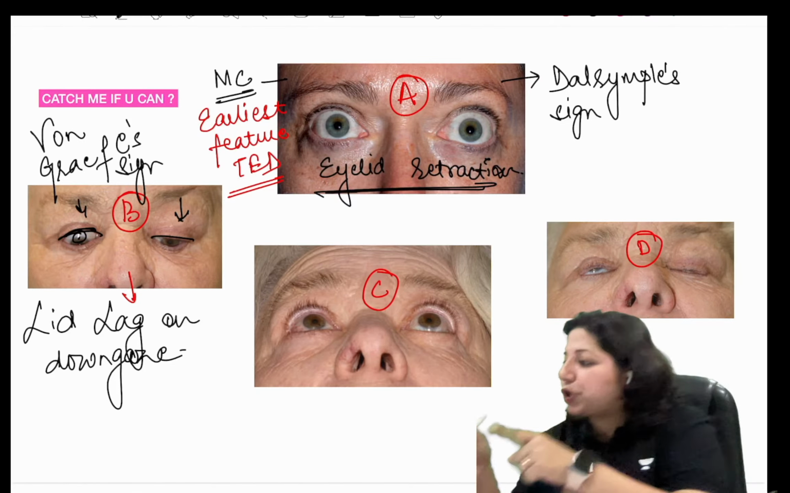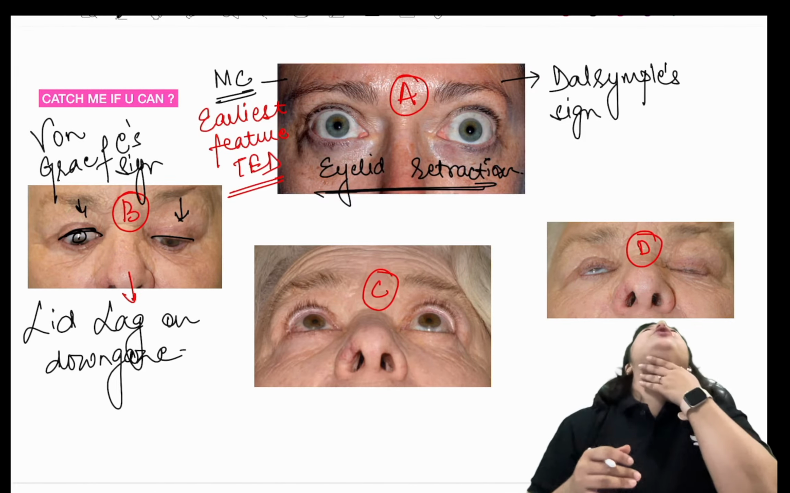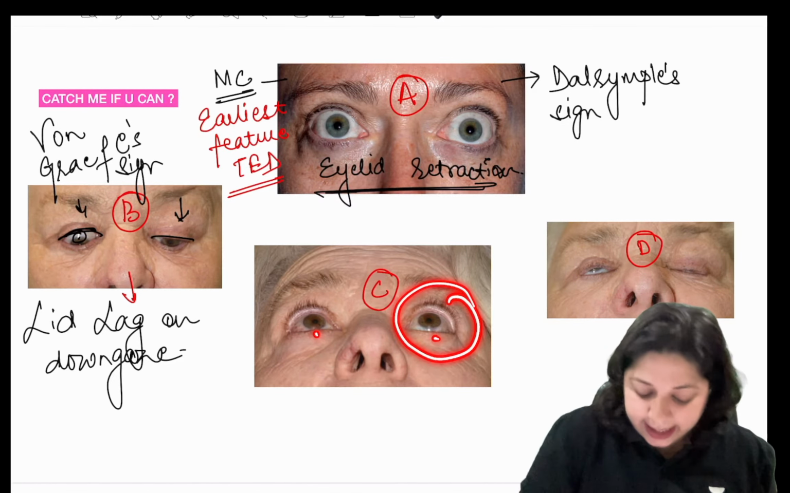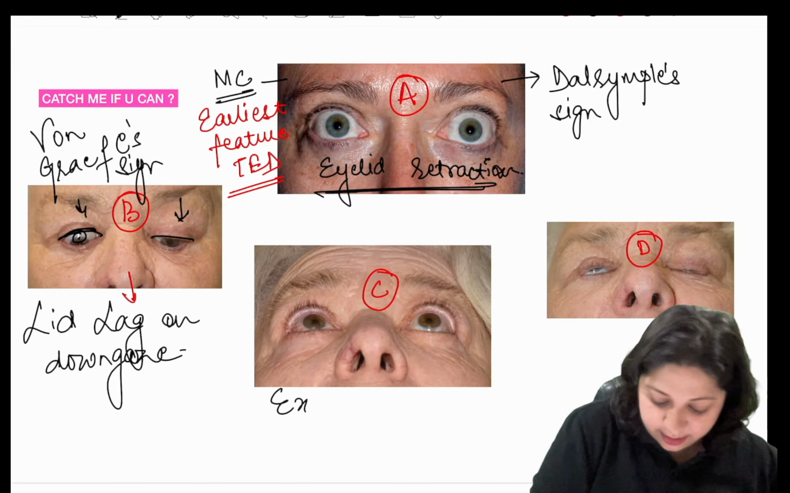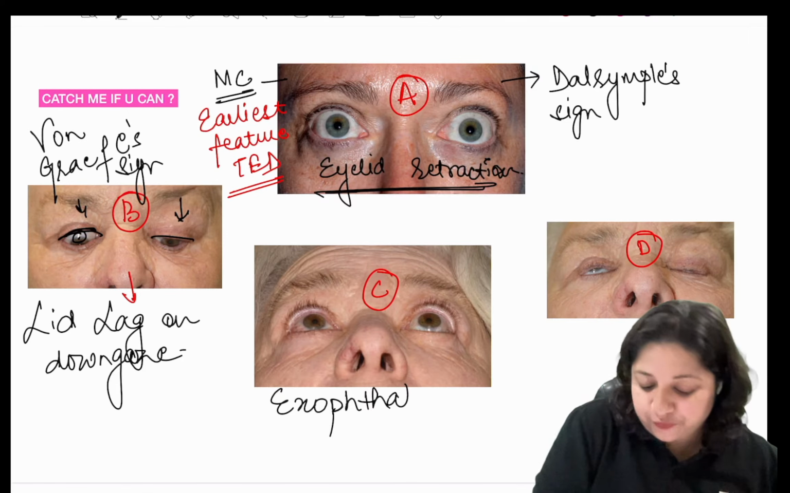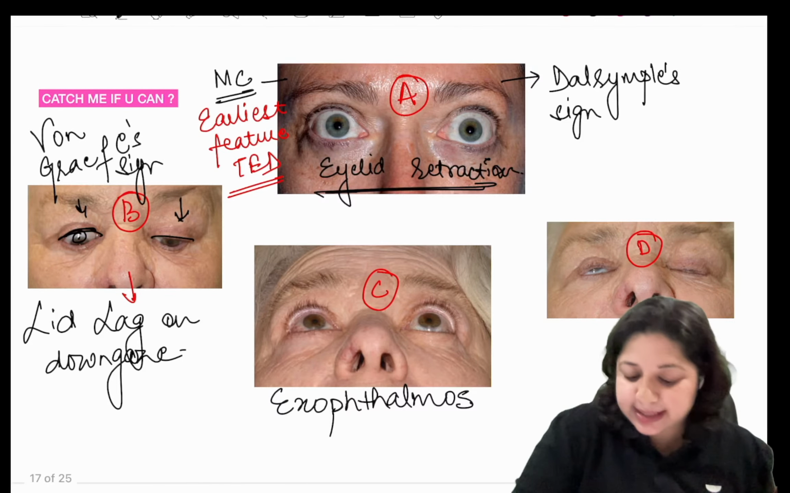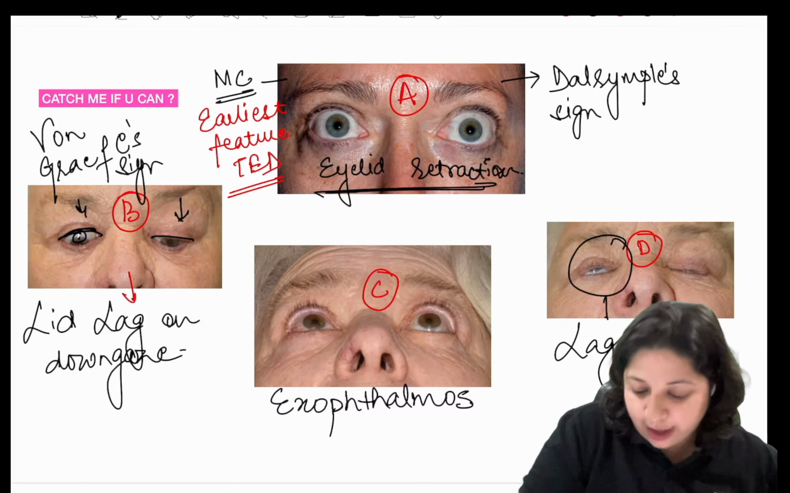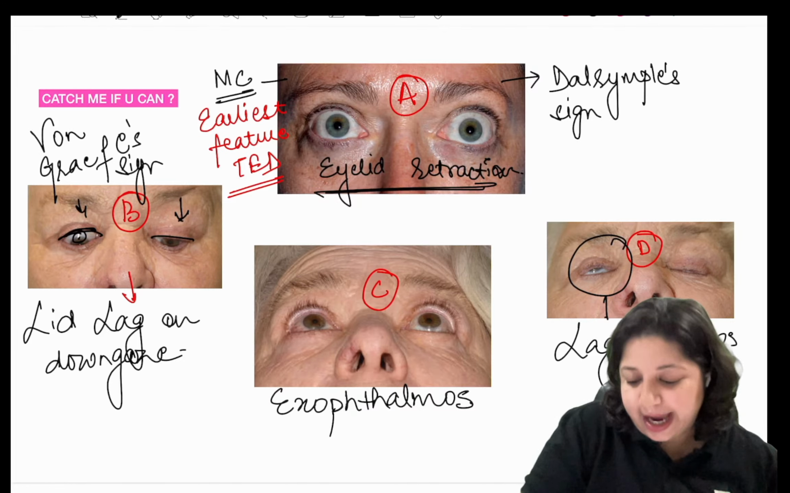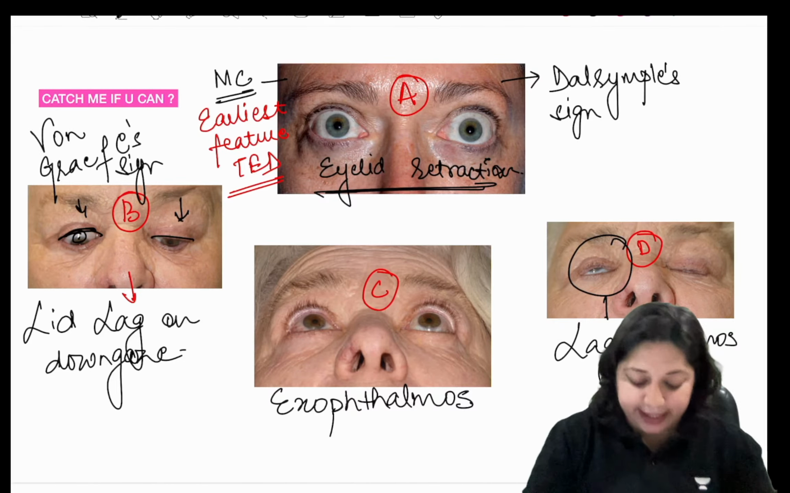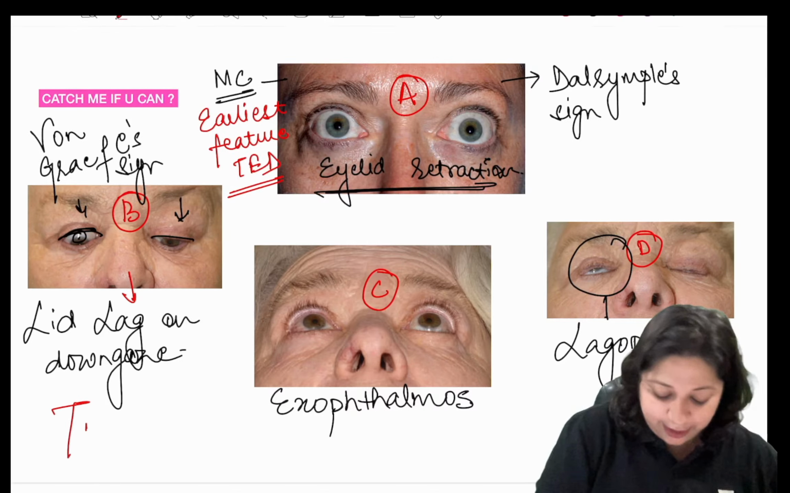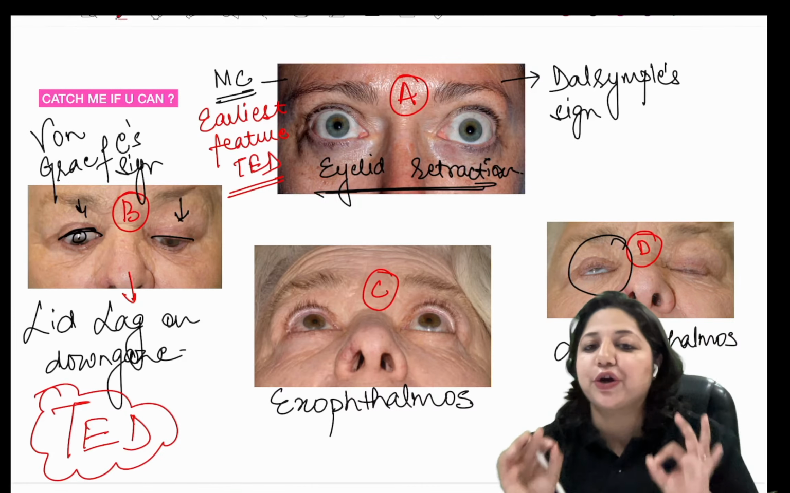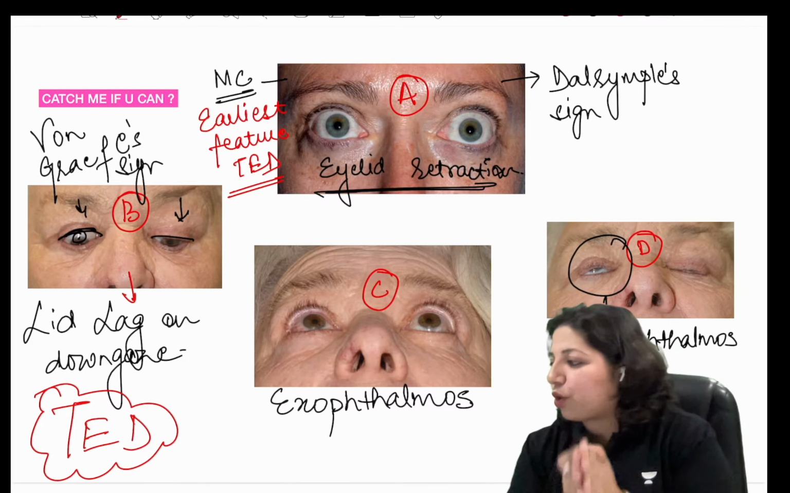So what is C? C is what you have mentioned right here. It is exophthalmos. When you see it like this and you compare the two eyes, you see here, this is exophthalmos. And what is this? Inability to completely close the lid is lagophthalmos. And what are we dealing with? So we are dealing with thyroid eye disease.